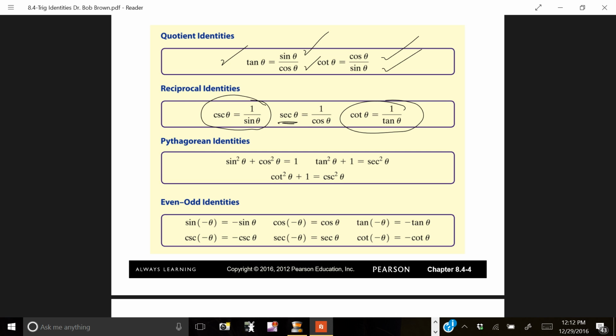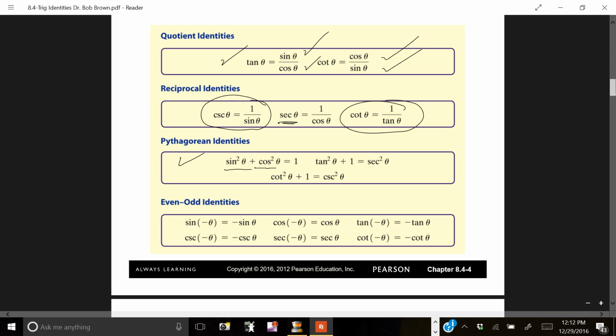And then finally, cotangent of theta is equal to the reciprocal of tangent of theta, which is 1 over tangent of theta. Now the Pythagorean identities are sine squared theta plus cosine squared theta equals 1. Tangent squared theta plus 1 equals secant squared theta. And then finally, cotangent squared theta plus 1 is equal to cosecant squared theta.